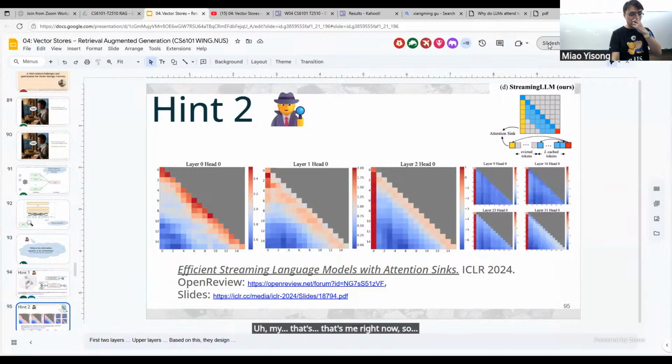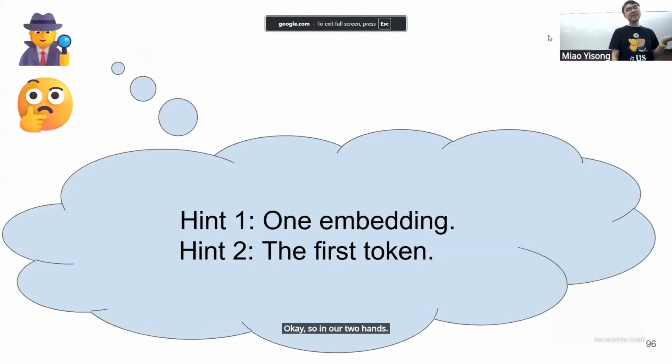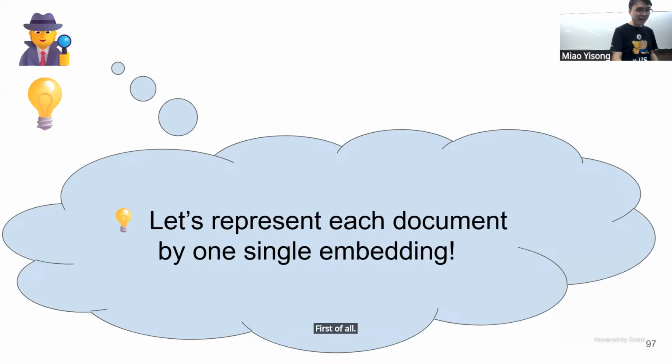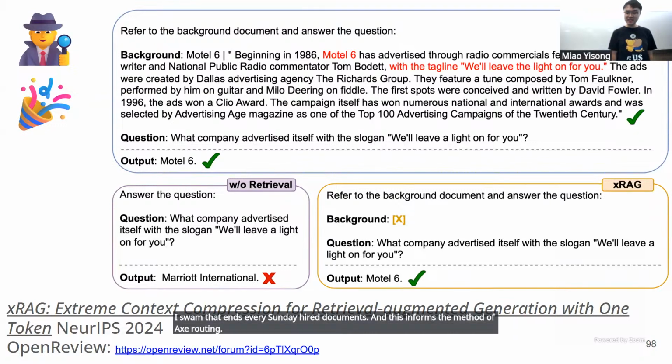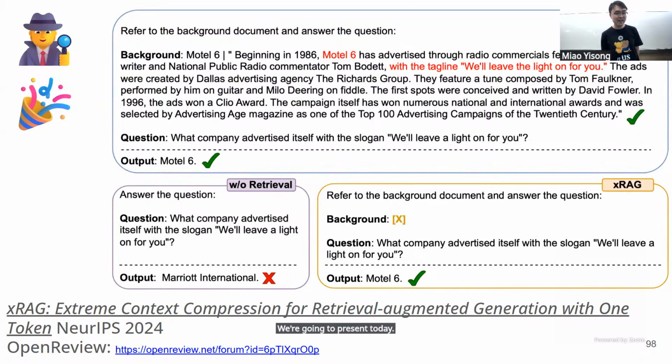Okay. So we have two things. Why embeddings? First thing. Why embedding? First token. Are you getting it? Yeah, we can just use the first token as one embedding to represent entire documents. And this informs the method of xRAG that we're going to present today, which is a paper at NeurIPS last year. So I think from Figure 1 of the paper it is very apparent what they're doing.